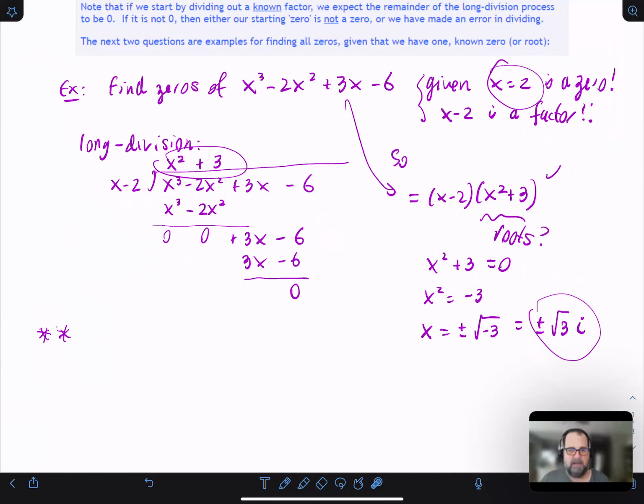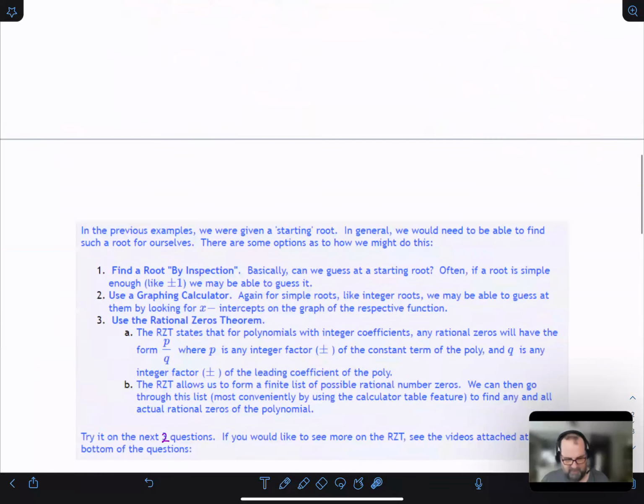All right, so you should practice a little bit with this long division of polynomials. So there's a couple of examples here to try. And then there's a second one to try just for practice. All right, then.